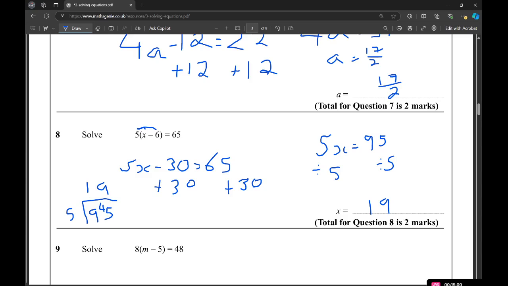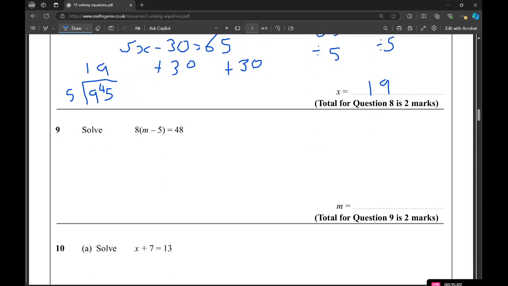So Thomas has got an answer here for the next one. Let's double check. Solve 8 bracket m minus 5 equals 48. So expand the bracket out.